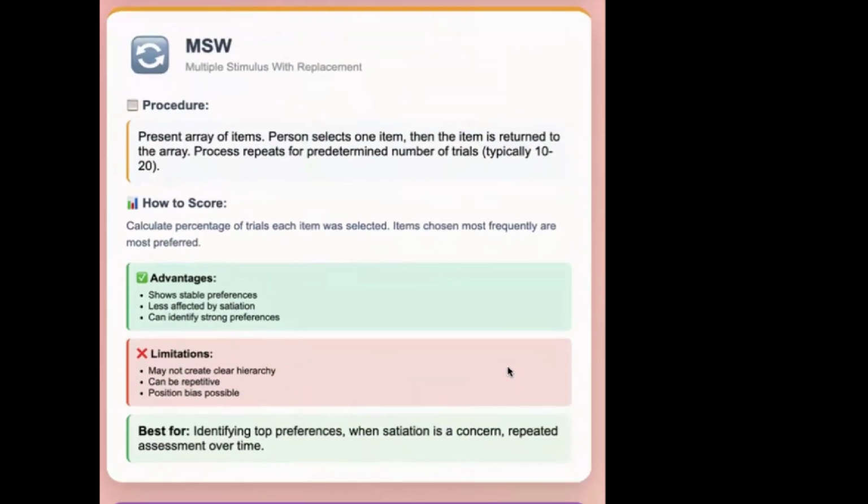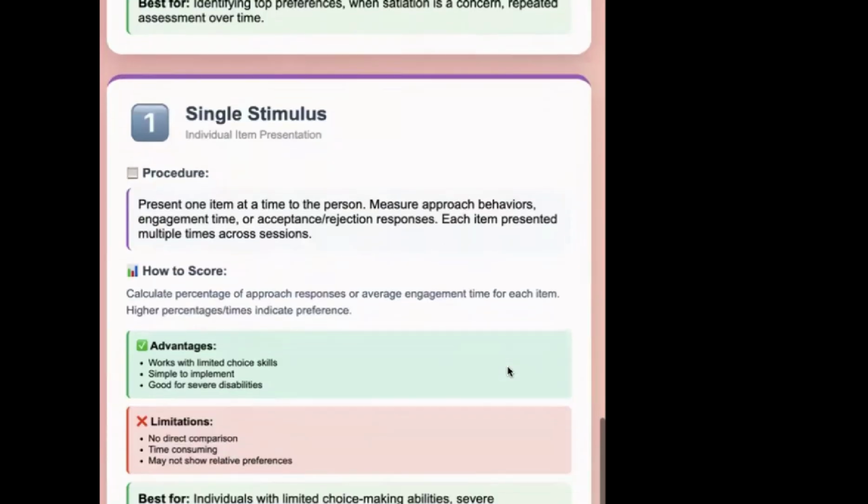MSW, multiple stimulus with replacement. This is the same thing as above, although you are putting the items back. And so you have a clear, stable preference understanding, and it can identify the strong preferences, and then you're able to compare all of them. This is a bigger array sometimes, and it's more of a lengthy process.